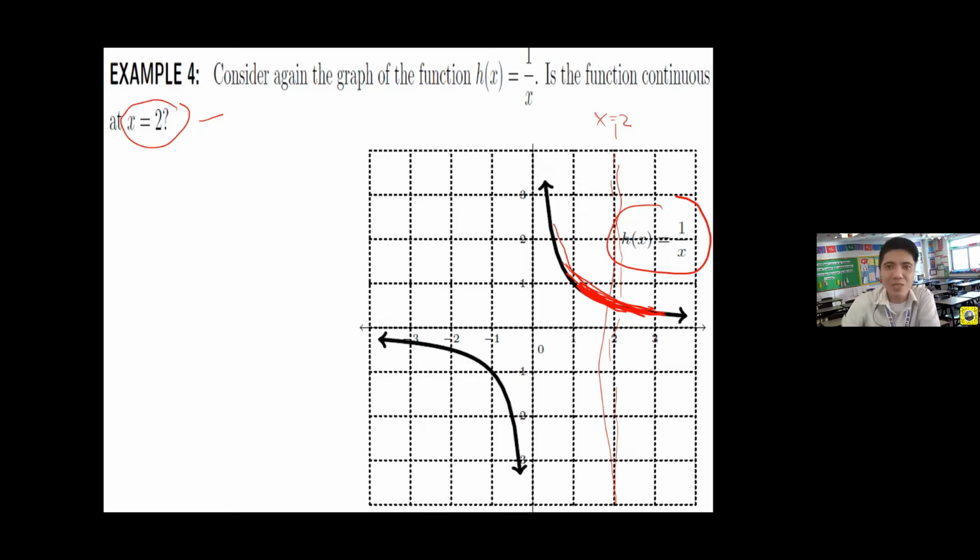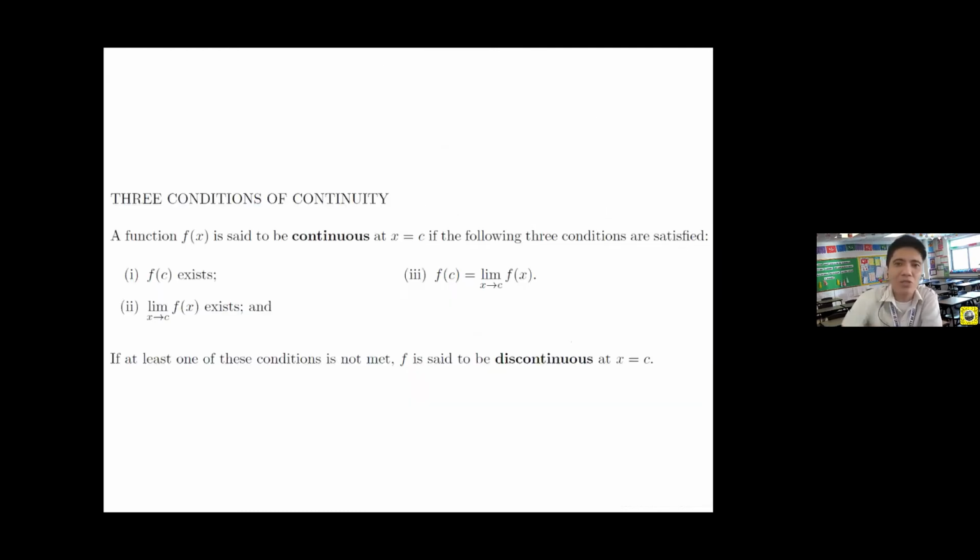So, instead of graphing, you can determine continuity algebraically. And these are the three conditions you need to satisfy to determine that a given function is continuous at x equals a certain number c. So these are the conditions.